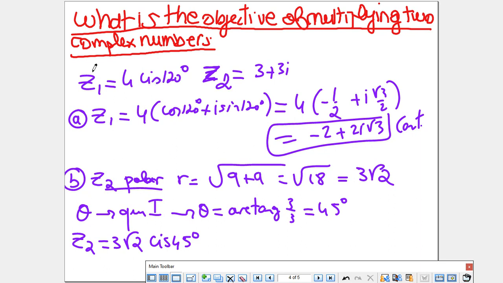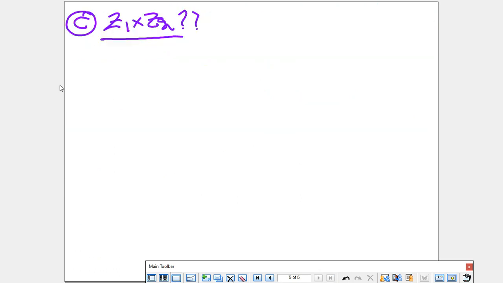So now I have z1 and z2, both in polar form and in Cartesian form. Now what is the second question? And here it's very important. I need to find z1 times z2 in the two forms. It means I need to have it in polar and in the Cartesian form. If I want to do it in the polar form, it's very easy.